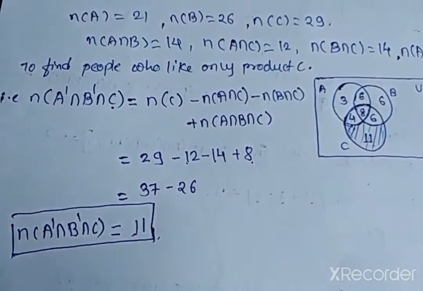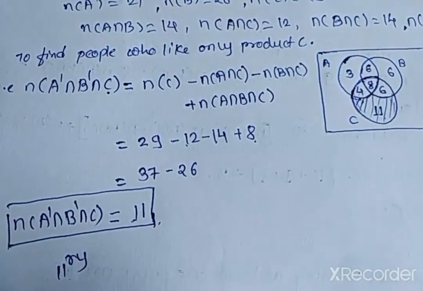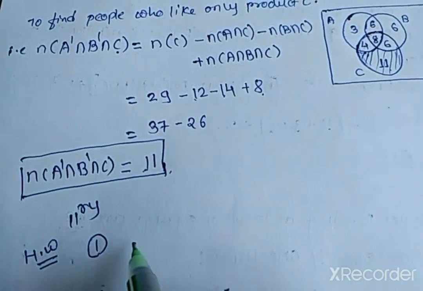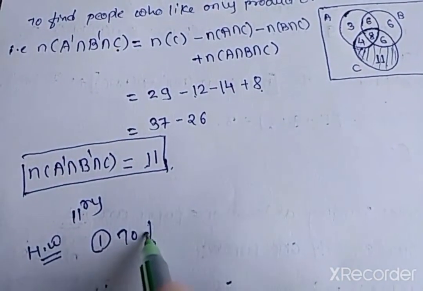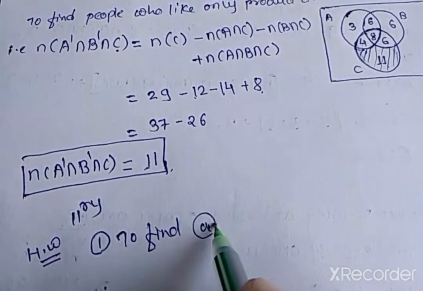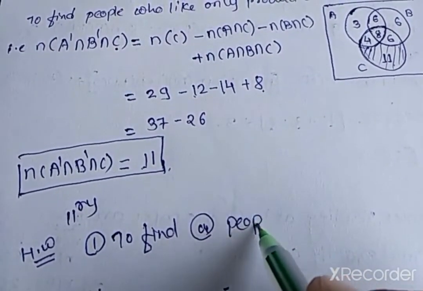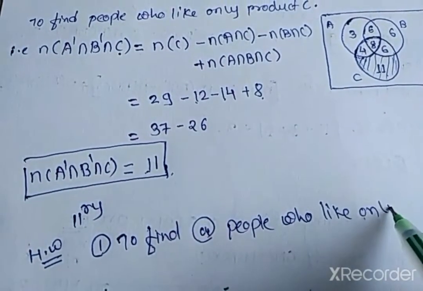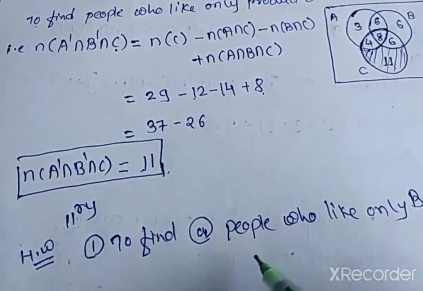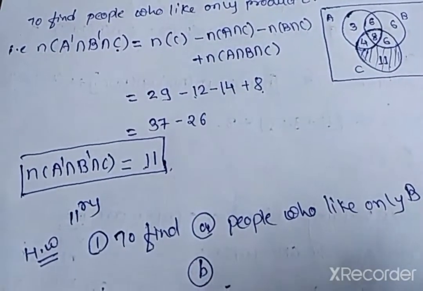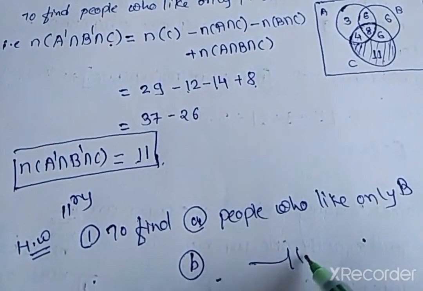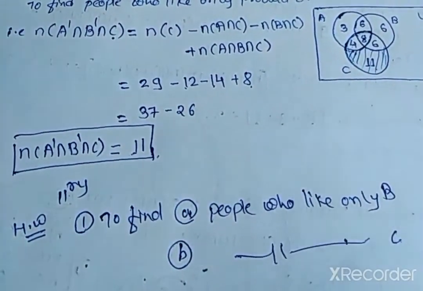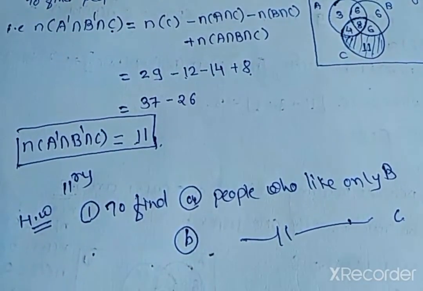Okay, similarly for homework you have a question to find first people who like only product B, and people who like product C only. Okay, these are the two questions which you have to solve for homework.